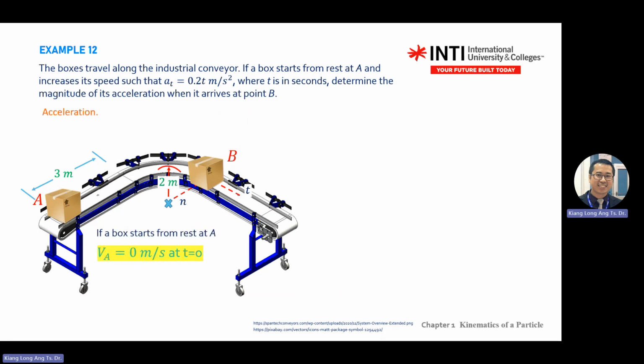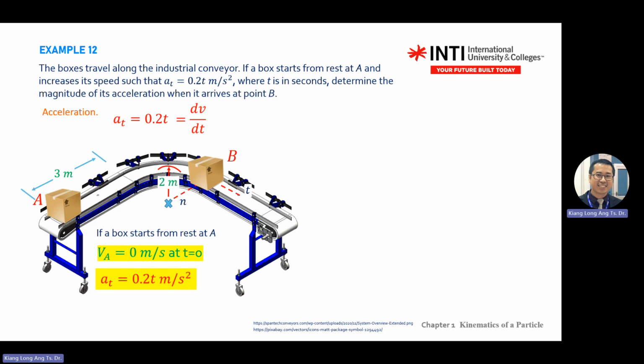Okay, acceleration. The box starts at A. AT is 0.2 T. So what is the acceleration? AT also means what? Recall the first chapter, the first session of the lecture. A equal to dV dt. So AT equals dV dt, and then you have an equation here.